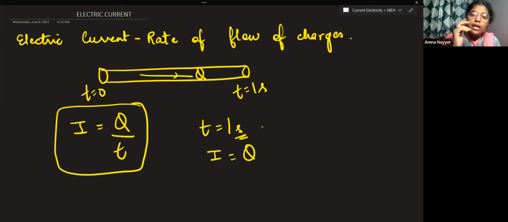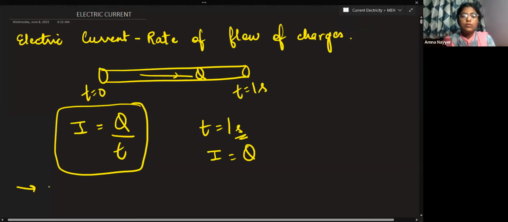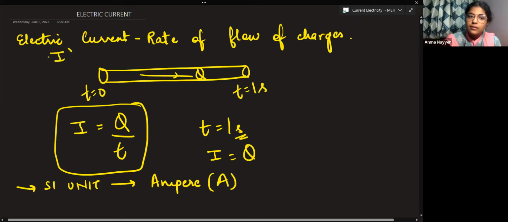Now, electric current's SI unit is also important to know. The SI unit is ampere. By the name of the scientist, ampere is used, and this is denoted through capital A. Current's symbol is I. We'll be using this symbol I. But the SI unit means 1 coulomb divided by 1 second. This is known as 1 ampere.